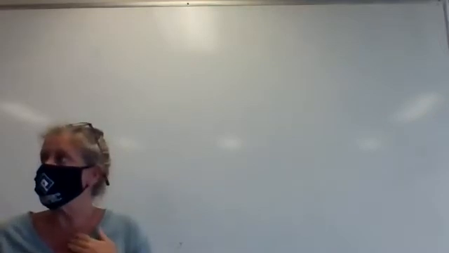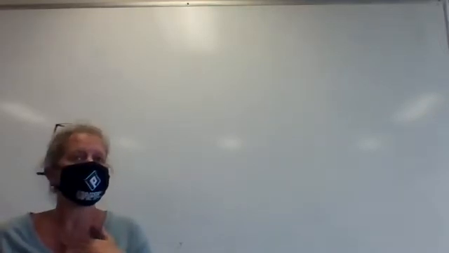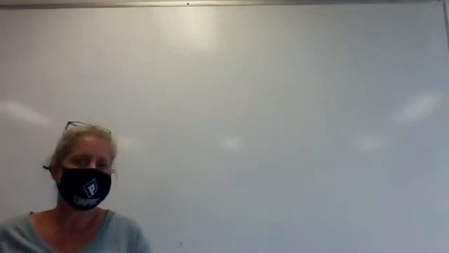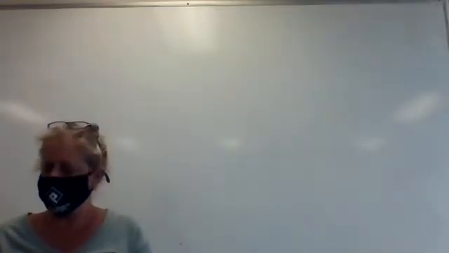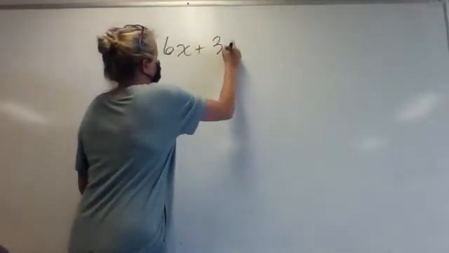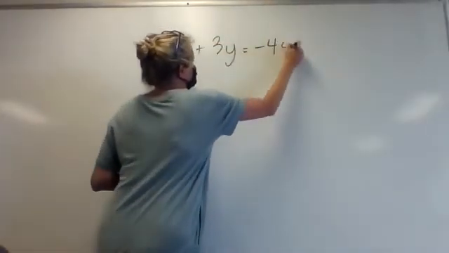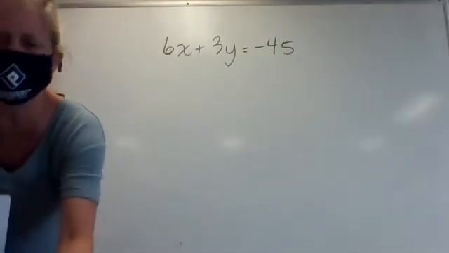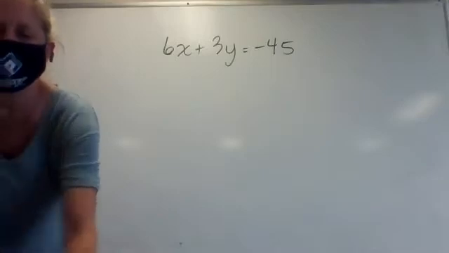After we do a couple, I'm actually going to show you how to work these problems in your matrix function of your calculator, and you'll never turn back. Okay? So on number 1, again, 2 equations, 2 variables. You have 6x plus 3y equals negative 45, and 8x minus 3y equals negative 81.